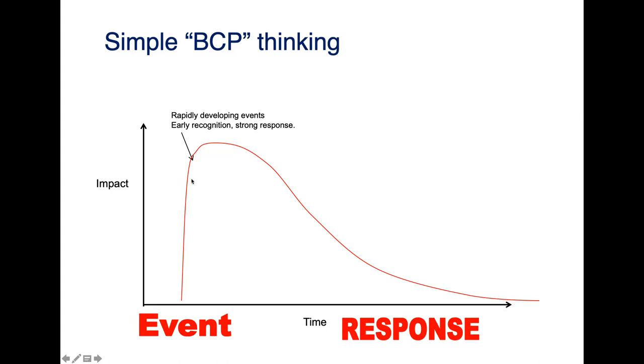So everyone follow that graph? That's the level of impact conceptually and the timeline from the time of the event through the time it takes to fully recover from the event. We're saying a typical event happens very quickly, you respond appropriately, and you recover the situation.